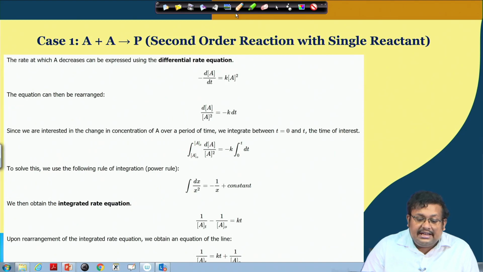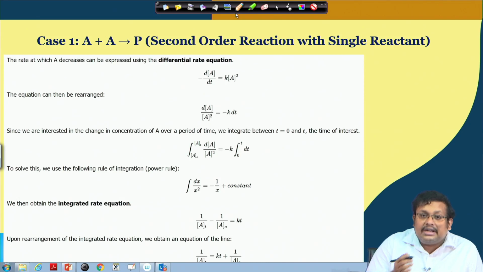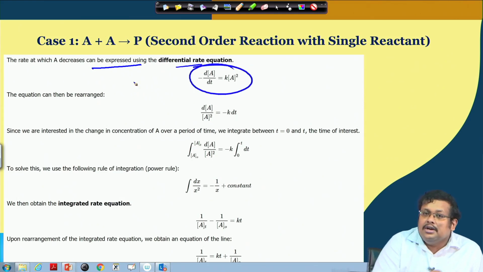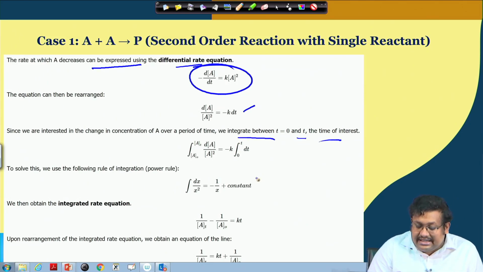Consider the case where A plus A equal to P, so the two reactants are identical. This is a second order reaction with a single reactant, and we can see the integral formulas. The rate at which A decreases can be expressed using the differential rate equation, which we have previously seen: minus dA by dt is equal to k into the concentration of A squared. This equation can be rearranged as dA by A squared equal to minus k dt. Since we are interested in the change of the concentration of A over a period of time, we integrate between T0 and T, the time of interest.